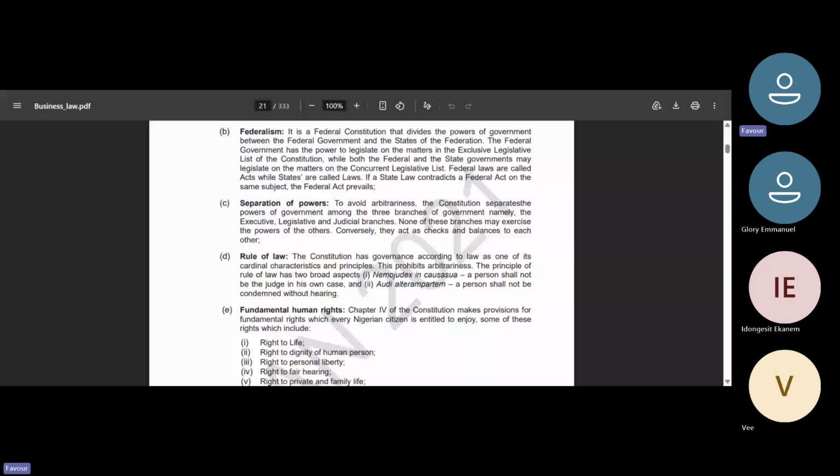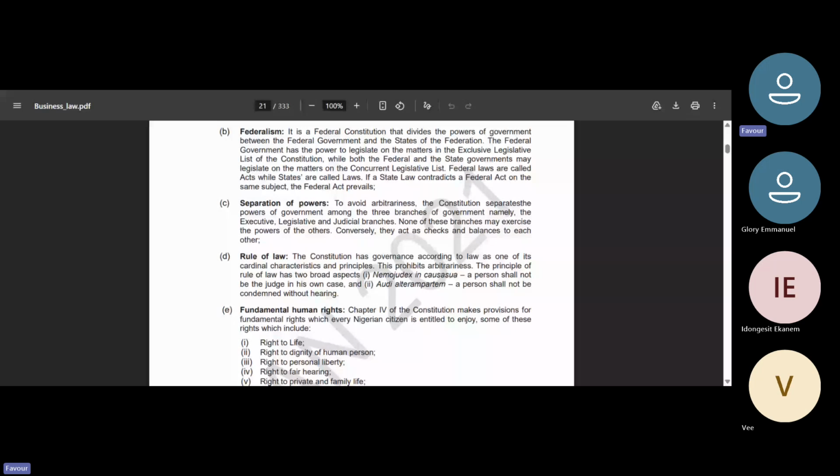Him being a judge does not mean that he is going to judge his own case, right? That will bring about biases and subjective decisions. So a person shall not be the judge in his own case.